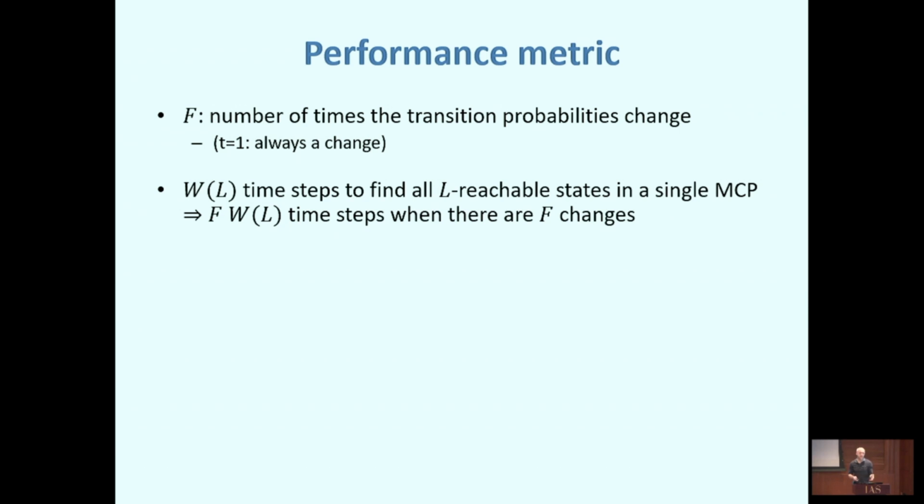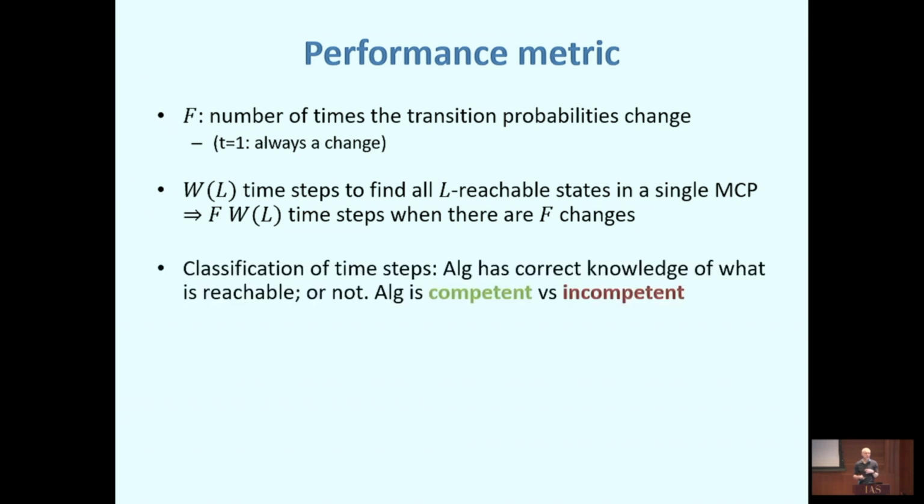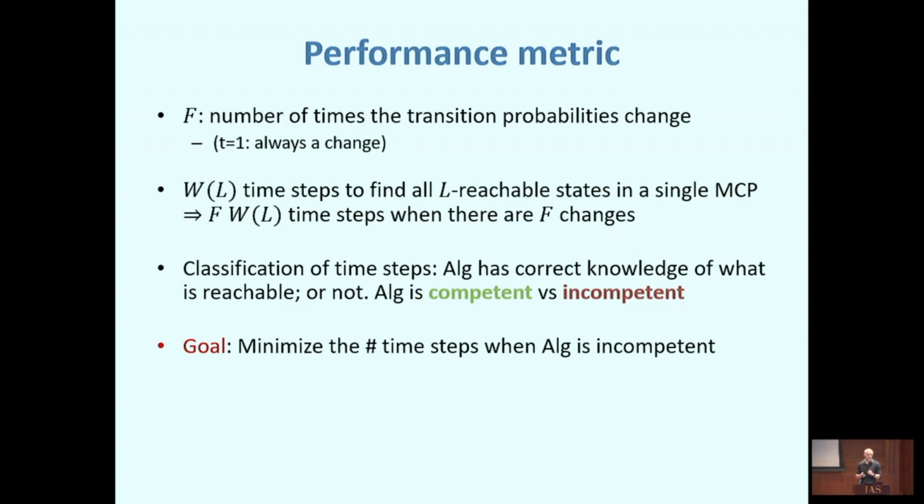So you might think that, okay, if it takes, I don't know, W of work to find all reachable states, then if you have F changes, the number of time steps when the agent doesn't know what to do, when it's not skillful, should be linearly proportional to the number of changes. And so you want to ideally shoot for that. Spoiler alert, we're not going to get there, but we're getting somewhere. All right, so this is just to say that the algorithm is either competent or incompetent. You want to minimize the number of incompetent steps.